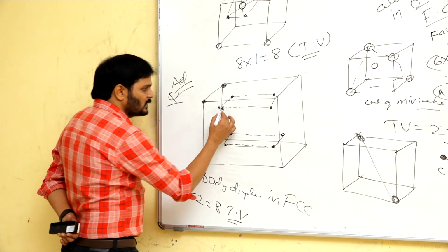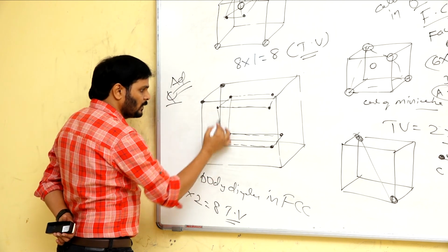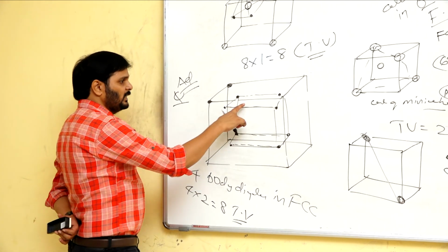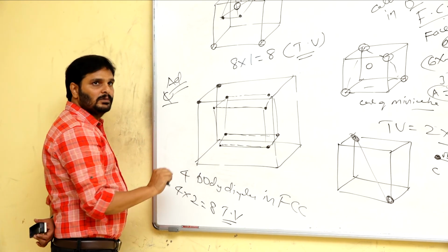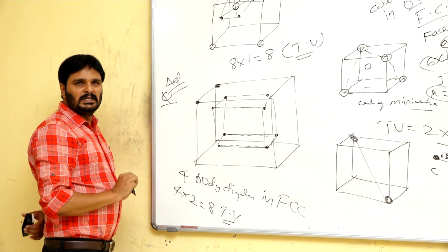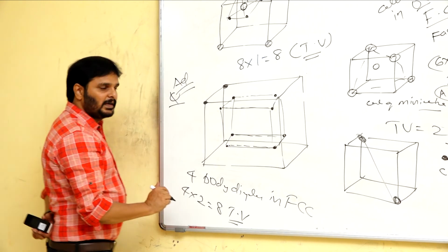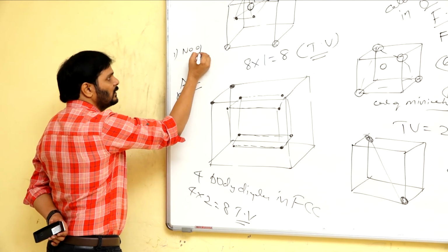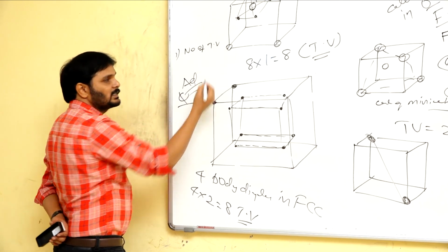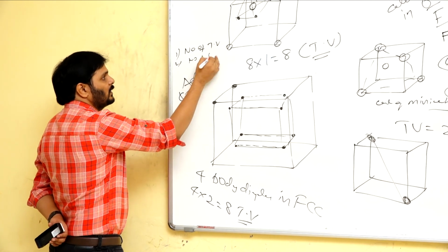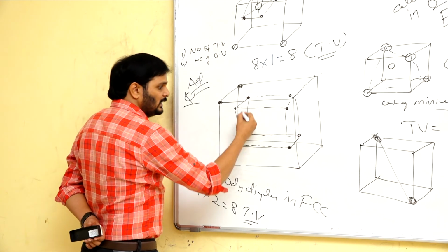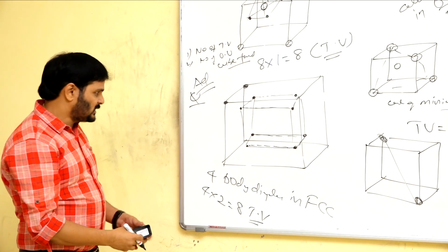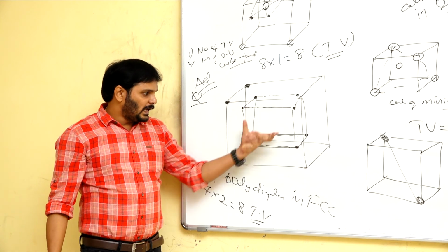Now this is the one small cube. With the help of tetrahedral voids, I have drawn one cube inside the unit cell. We would like to find out the number of tetrahedral voids and the number of octahedral voids in the cube formed. In the cube formed, I was given a total of 8 tetrahedral voids.